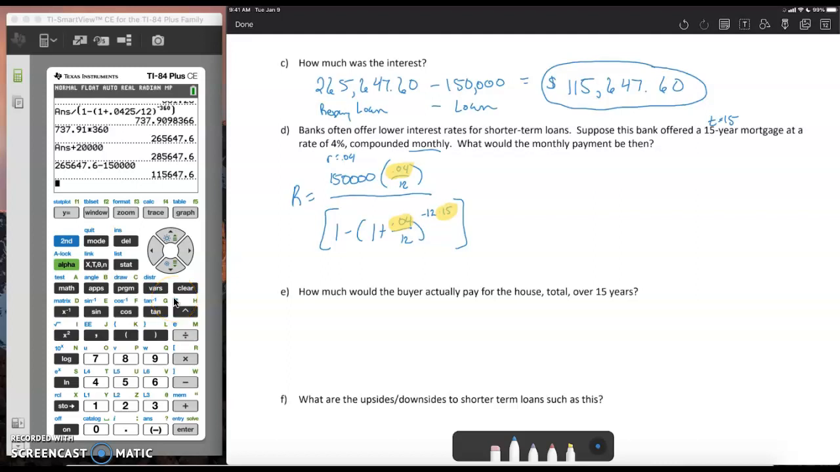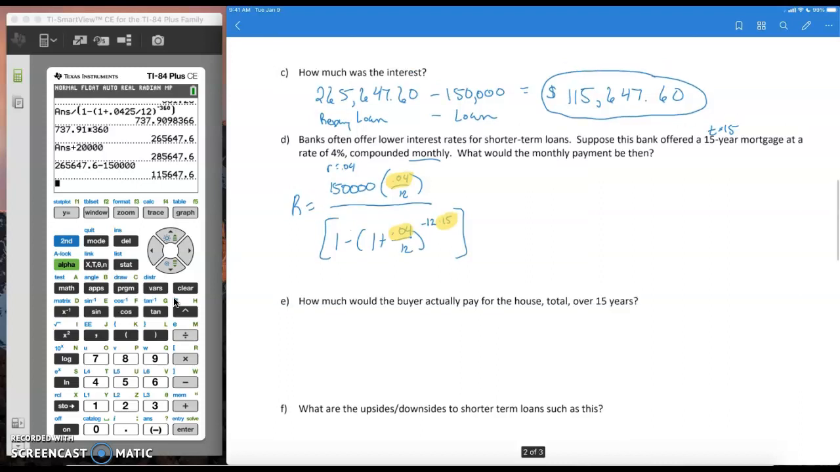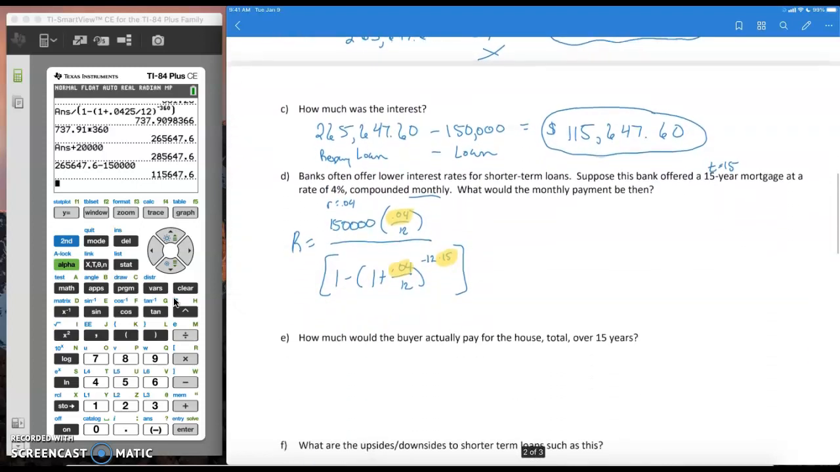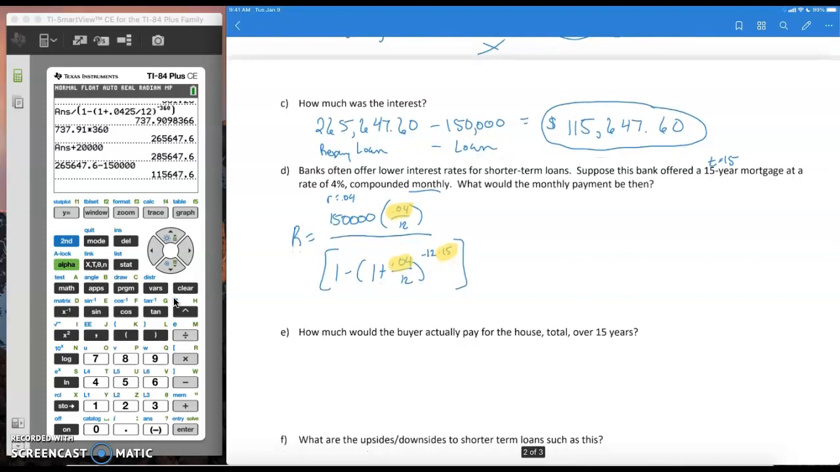Okay, so picking up where we left off, banks often, at least, offer lower interest rates for shorter term loans. So let's suppose the same bank offered a 15-year mortgage as opposed to a 30-year, so cut the time in half, at a rate of 4% compounded monthly. What would the monthly payment be then? So they're bringing the rate down, as a reminder, from 4.25 to 4% for the shorter term.